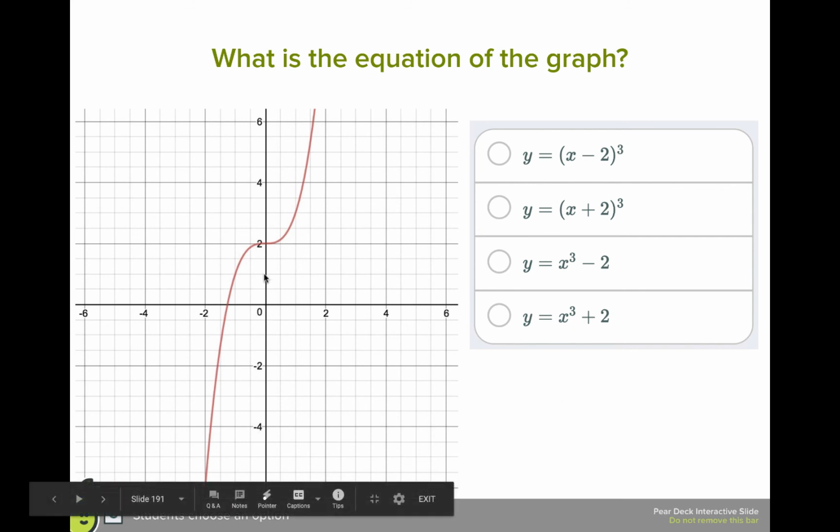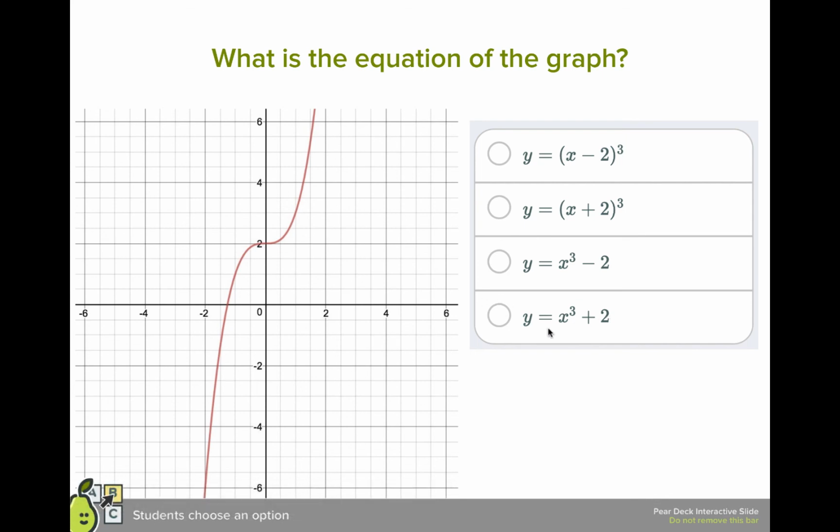Okay, so this graph was shifted up 2. It's S-shaped, so it's cubic. So that would mean this is our equation. This would have shifted the graph down 2. This would have been left 2, and this would have been right 2, because when it's inside, it's your left to right, and you go the opposite direction. So this is the answer.